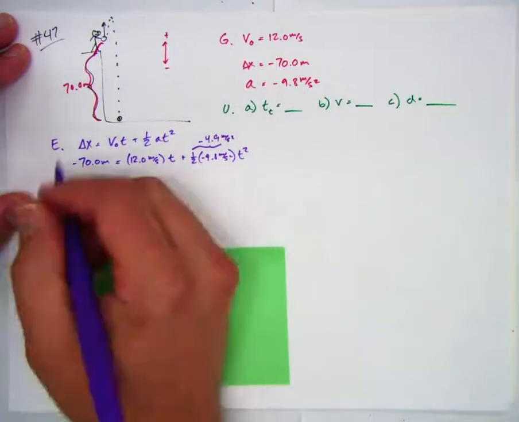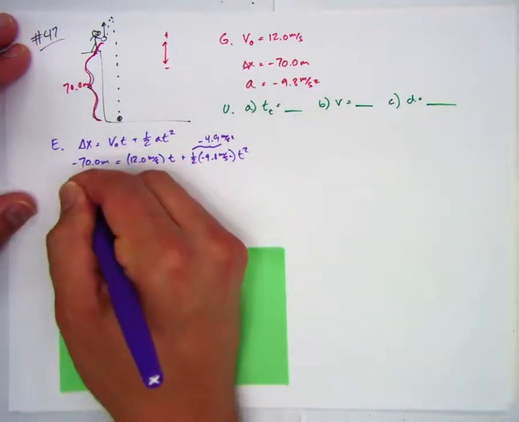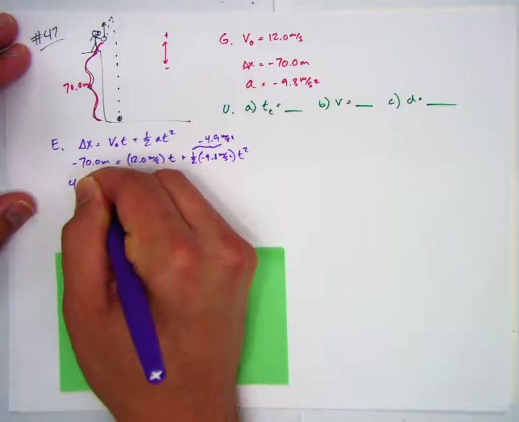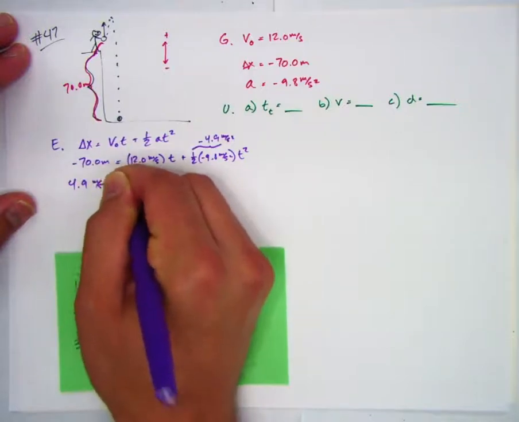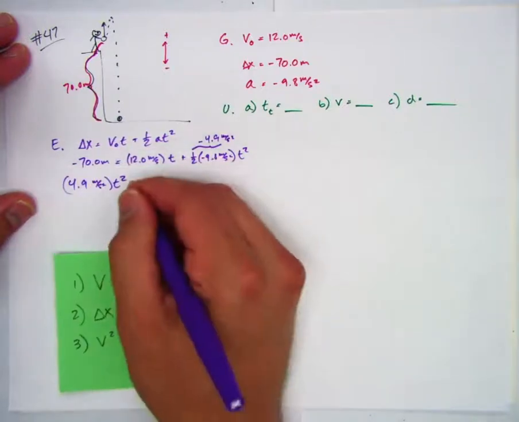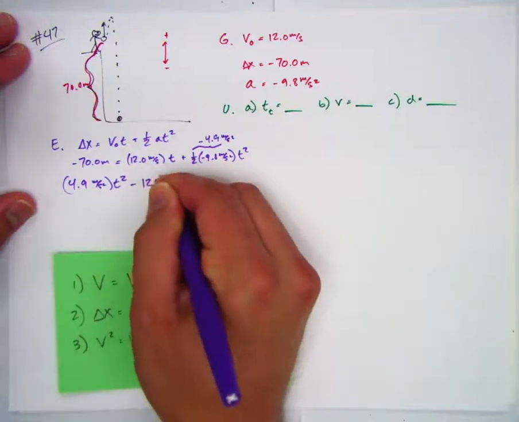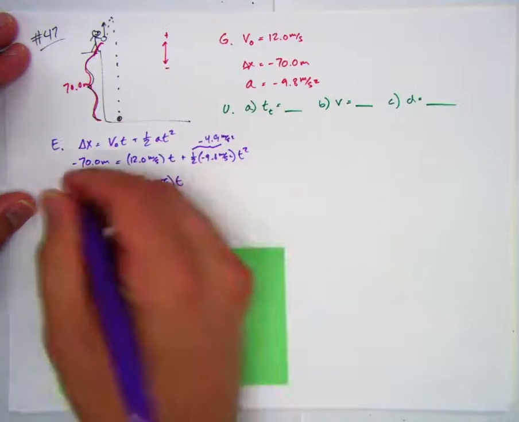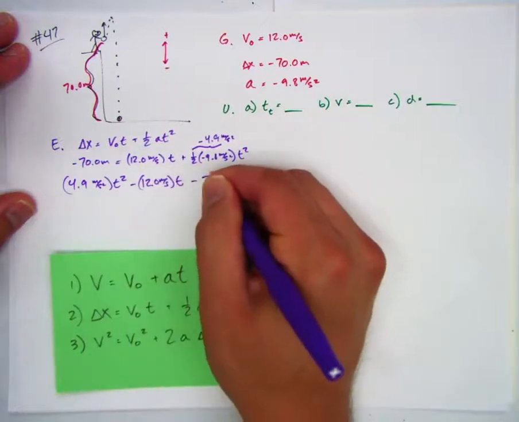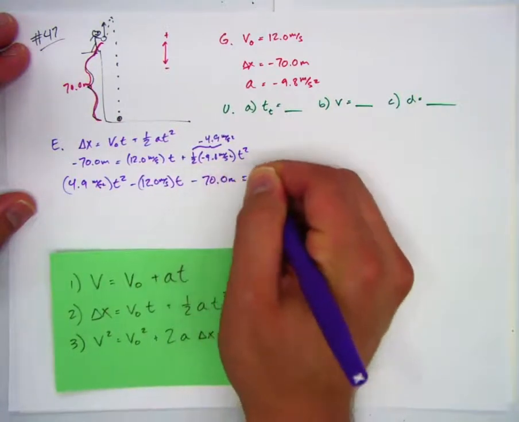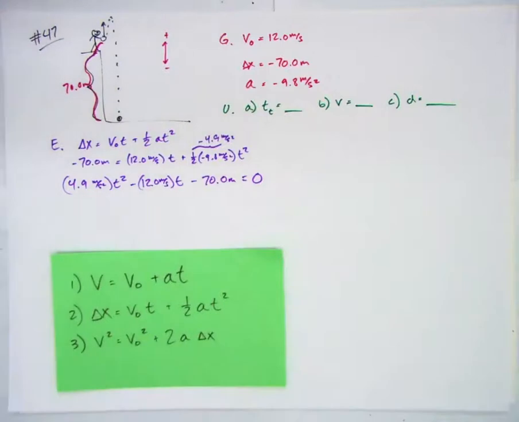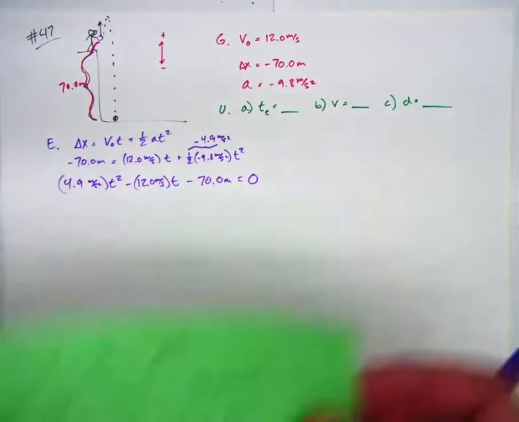So I'm going to send that over, positive 4.9 meters per second squared t squared, so that's my a term, and then I'm going to send this to the left, so that's going to be negative 12.0 meters per second t, and then minus 70.0 meters equals 0.